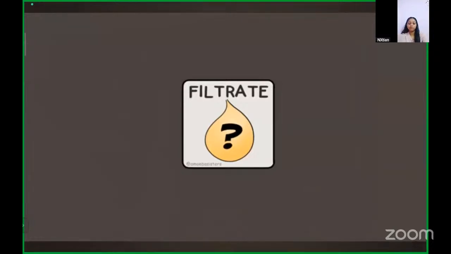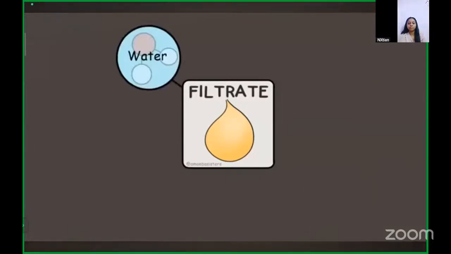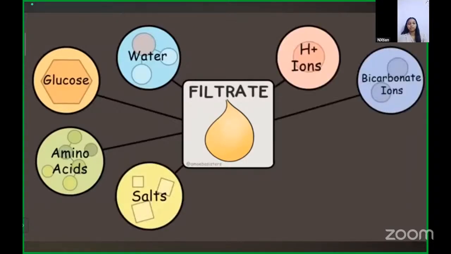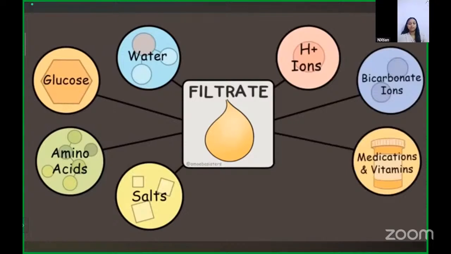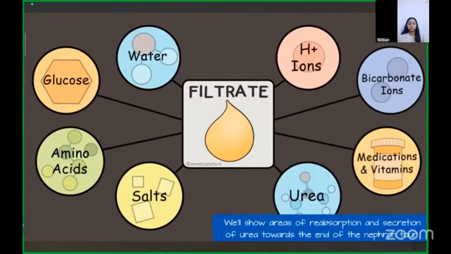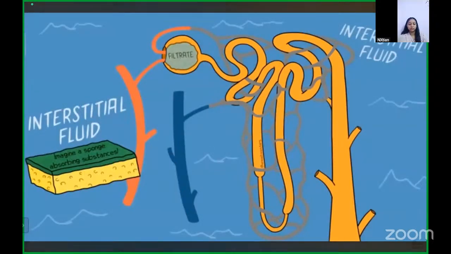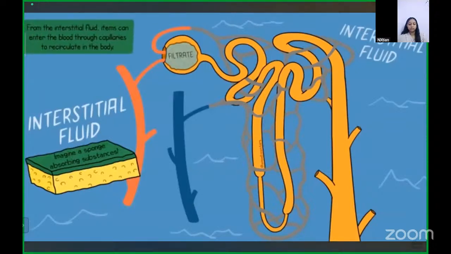What's in filtrate? Well, here are a few major things: water, some glucose and amino acids, salts, H+ ions, bicarbonate ions, other ions, some medications if applicable, some vitamins, and urea, a nitrogenous waste produced by the liver that the body needs to get rid of. So the nephron is going to take this filtrate through the ride of its life while it will process it. Some of the filtrate is reabsorbed, meaning some of the filtrate will cross the barrier of the nephron back into the fluid surrounding the nephron, also called the interstitial fluid, and eventually circulate again through the body.